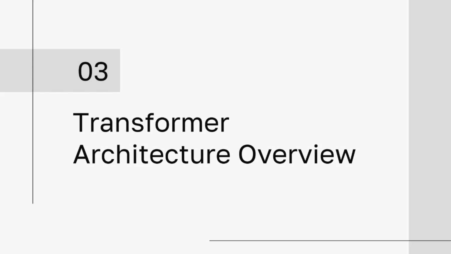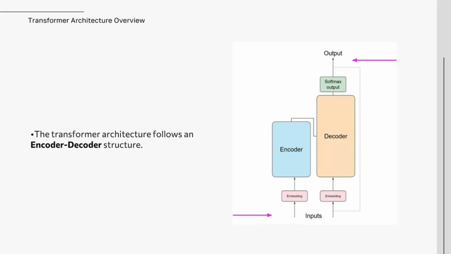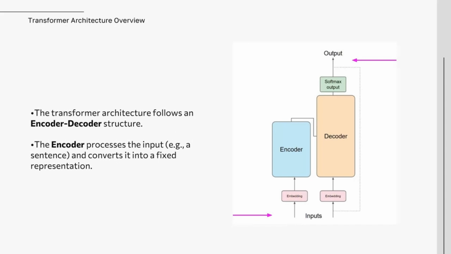Now, let's break down the components of the transformer model and see how they work together to process information more efficiently and accurately. In a transformer, the basic architecture follows the encoder-decoder structure, which is the foundation of how the model processes and generates data. Let's first talk about the encoder.